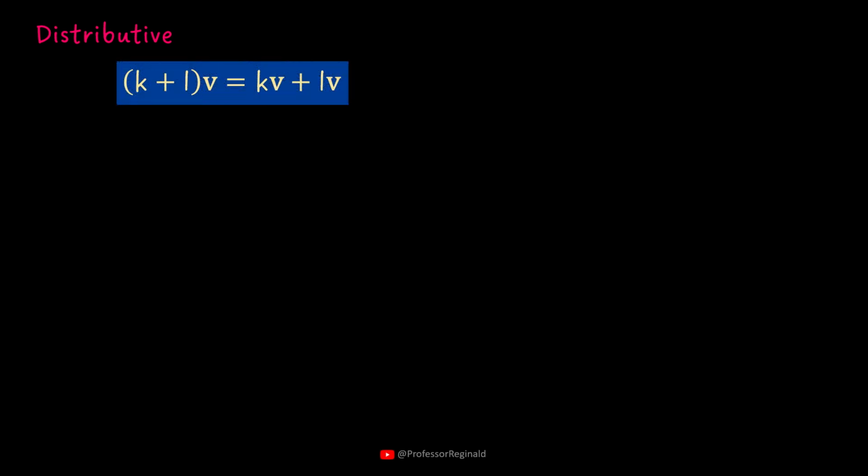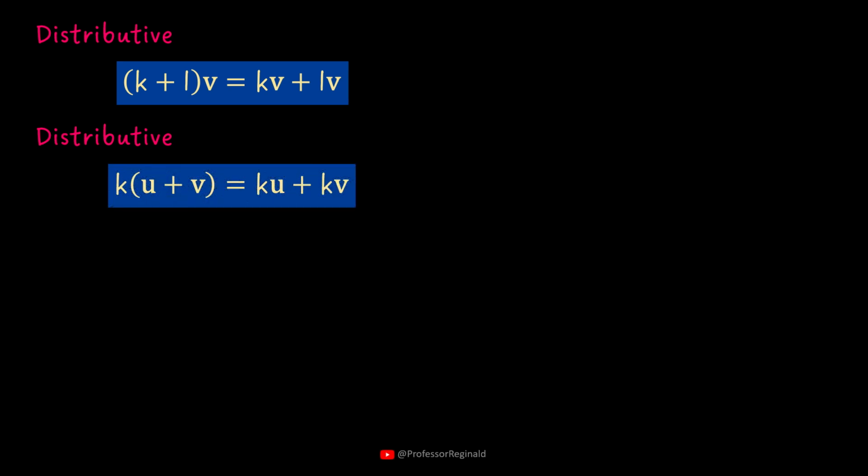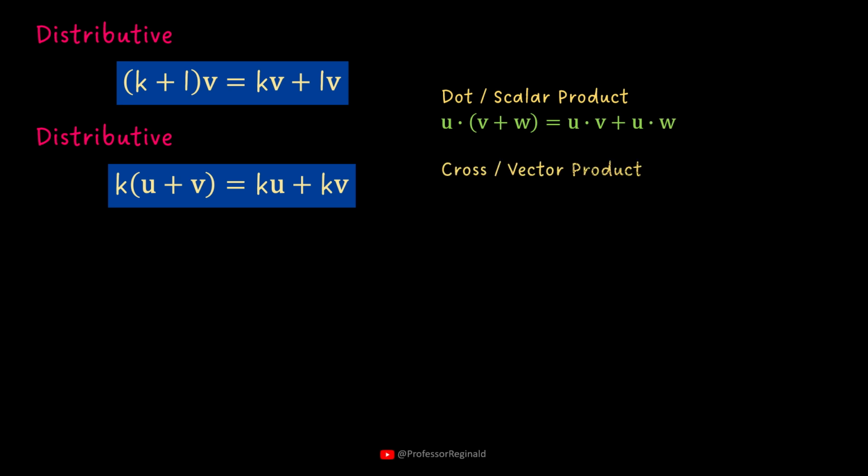Distributive over addition of scalars. A vector is distributive over a sum of scalars. Distributive over addition of vectors. A scalar is distributive over a sum of vectors. Vector multiplication is also distributive over addition. The dot or scalar product. And the cross or vector product.